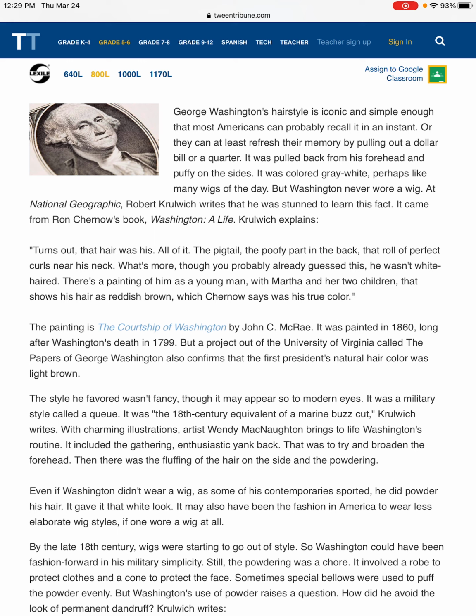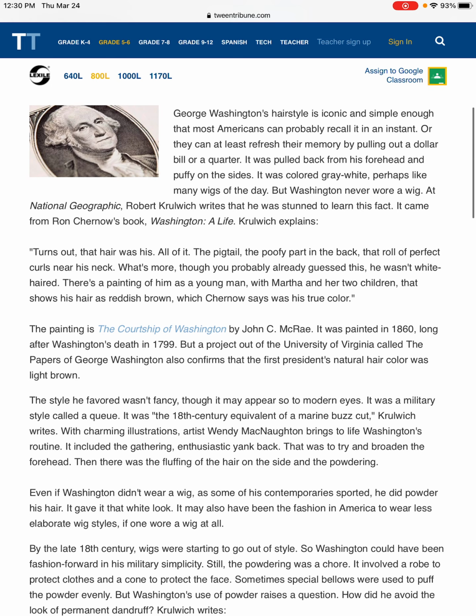The style he favored wasn't fancy, though it may appear so to modern eyes. It was a military style called a queue. It was the 18th century equivalent of a Marine buzz cut, Krulwich writes. With charming illustrations, artist Wendy McNaughton brings to life Washington's routine. It included the gathering, enthusiastic yank back. That was to try and broaden the forehead. Then there was the fluffing of the hair on the side and the powdering. Even if Washington didn't wear a wig, as some of his contemporaries sported, he did powder his hair. It gave it that white look. It may also have been the fashion in America to wear less elaborate wig styles if one wore a wig at all.